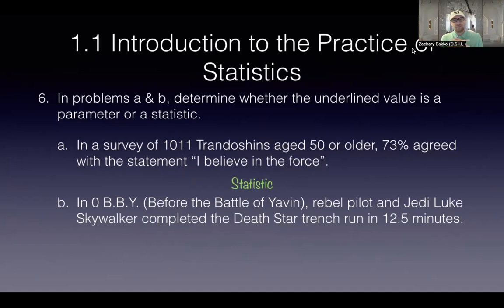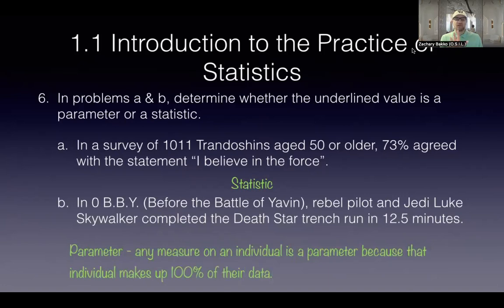All right, in 0BBY, which stands for the Battle of Yavin, Rebel pilot and Jedi Luke Skywalker completed the Death Star trench run in 12.5 minutes. This is going to be a parameter. So here's a note you should make. Any measure on an individual is a parameter because that individual makes up 100% of their data.